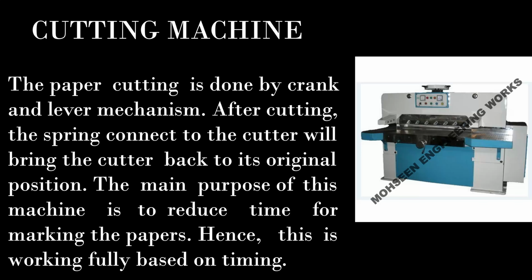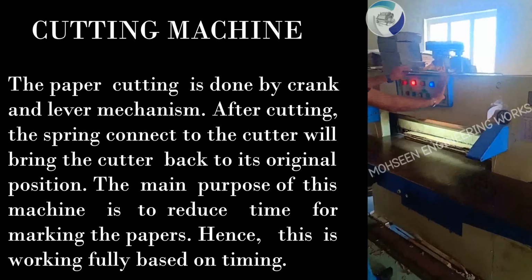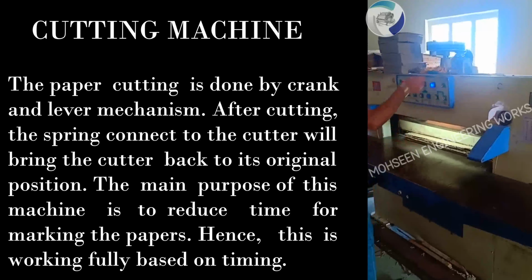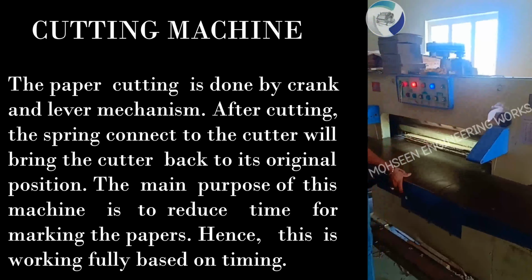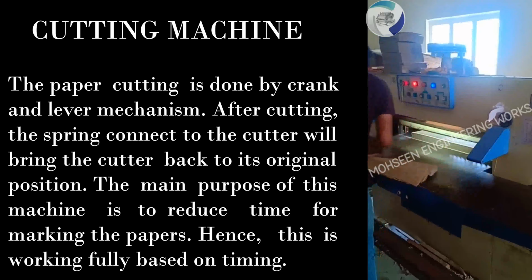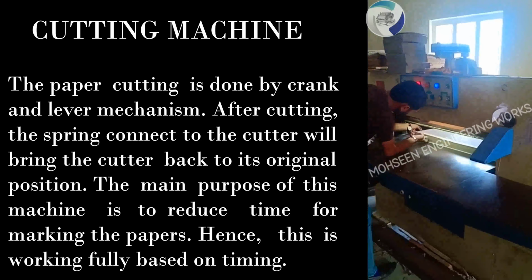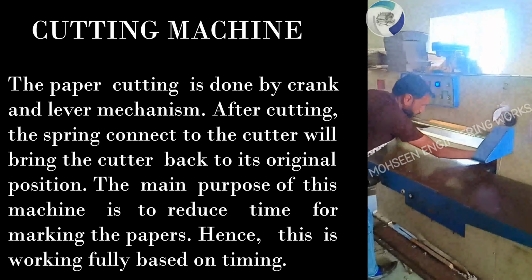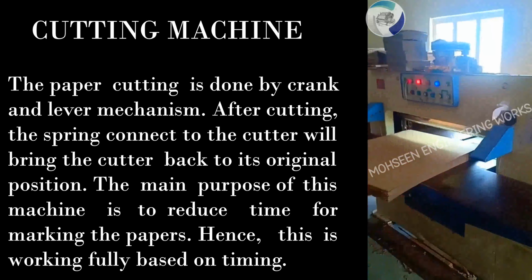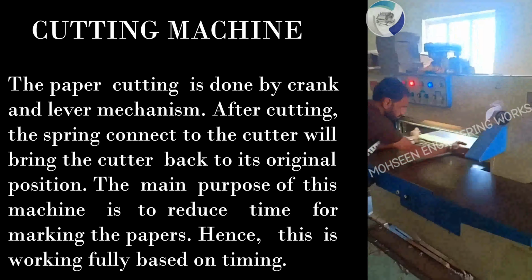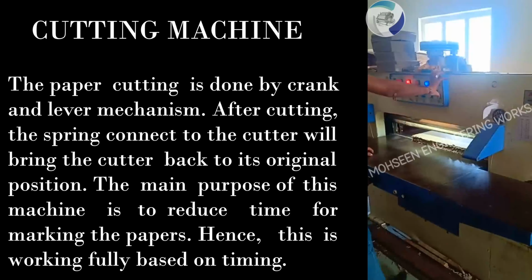Cutting machine. The paper cutting is done by a crank and lever mechanism. After cutting, the spring connected to the cutter will bring the cutter back to its original position. The main purpose of this machine is to reduce time for marking the papers. This is working fully based on timing.